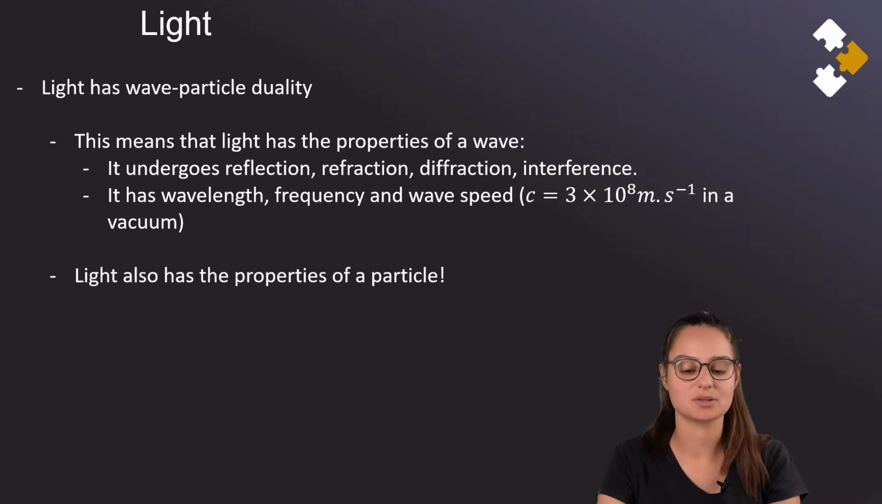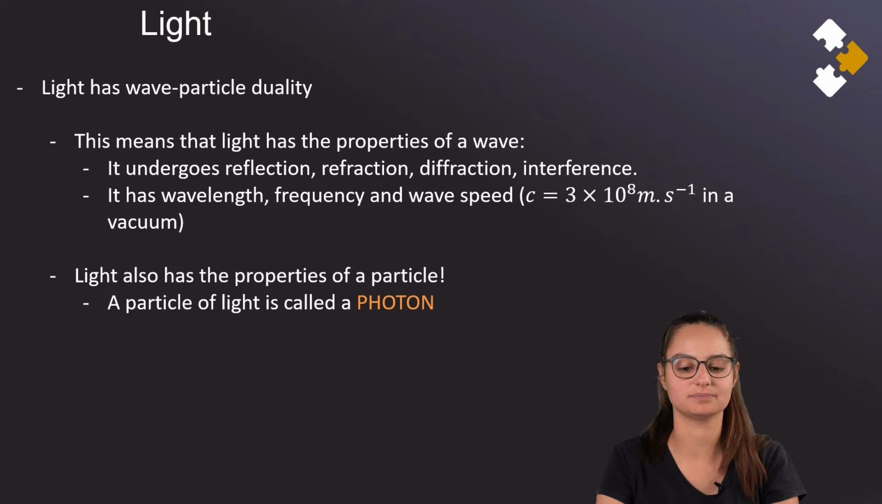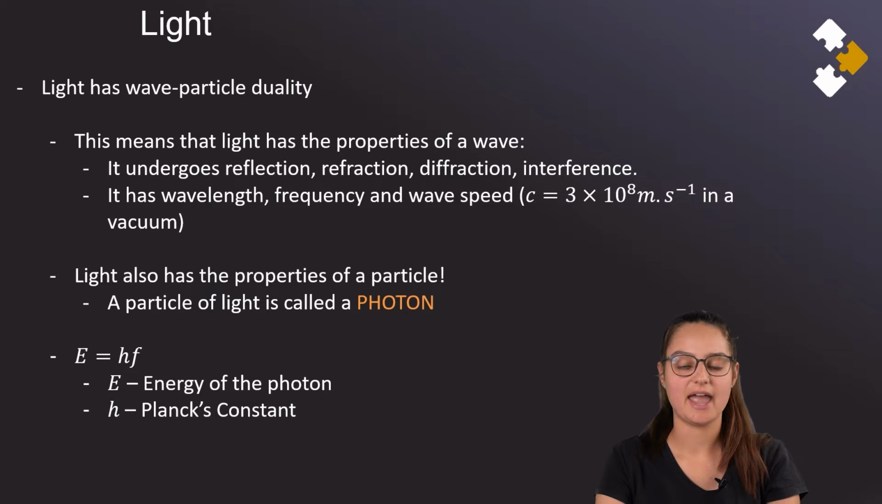However, light also has the properties of a particle, and a particle of light is called a photon. We use this equation E equals hf, where E is the energy of the photon, h is Planck's constant, which you can find on your data sheet, and f is the frequency of the light.